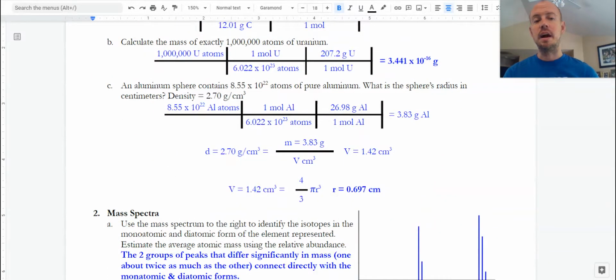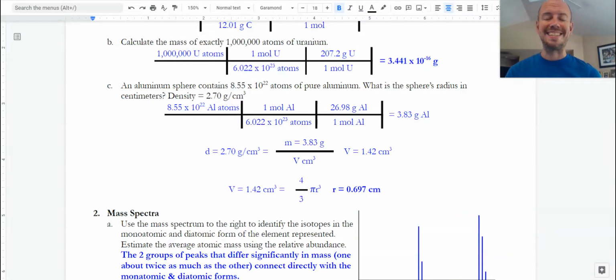Question C of number 1 here is where we get a little bit deeper into the application. We have the skills, we know how they can be used, but where do we need to plug them in this time? So we've got an aluminum sphere that's got a whole bunch of atoms, but we see that it's to the 22nd, so not quite 1 mole's worth. That's a good skill to be able to kind of develop and estimate. If I have less than a mole, then when I get to my grams, it's going to be less than the molar mass. It asks about the radius in centimeters.